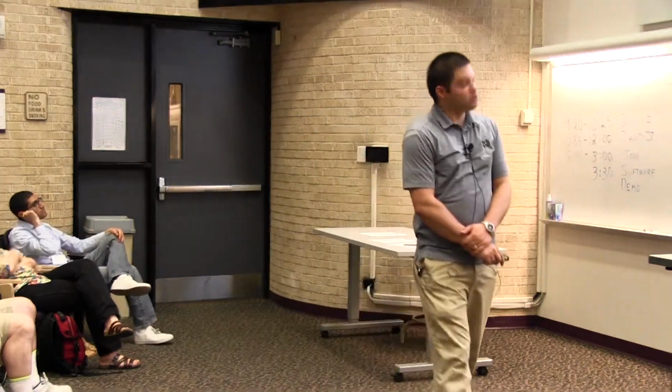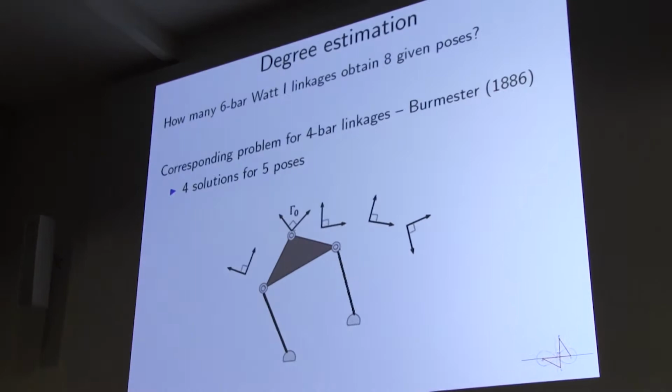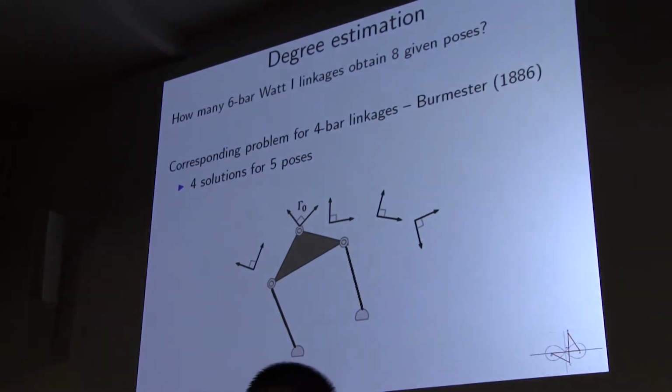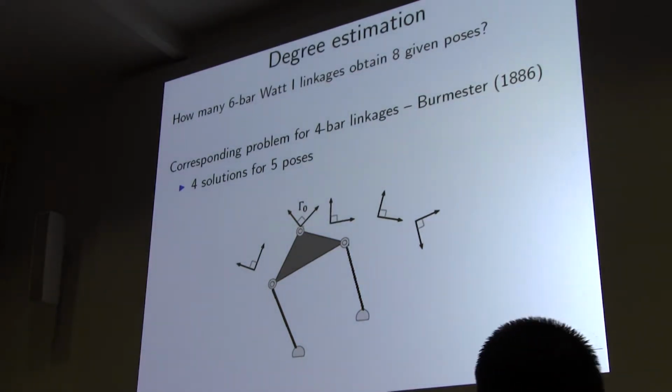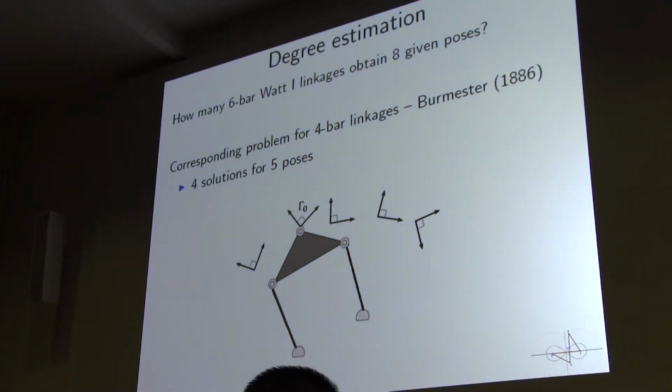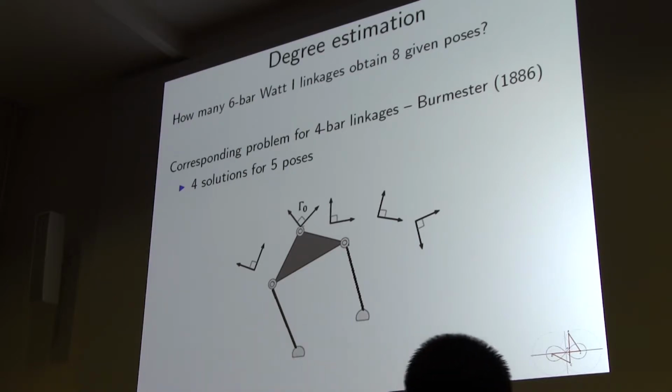Okay? So just to give you a sense of what happens in the 4-bar case, if you would do the same problem in the 4-bar case, now you need 5 poses, and this was solved in 1886 by Burmester, and there are 4 solutions to that. He did this by hand. Students can do this by hand. It's really an easy problem that you can solve. Good. So without computers. All right, so 4-bar case, 4 solutions. 6-bar case, we don't know how many solutions.